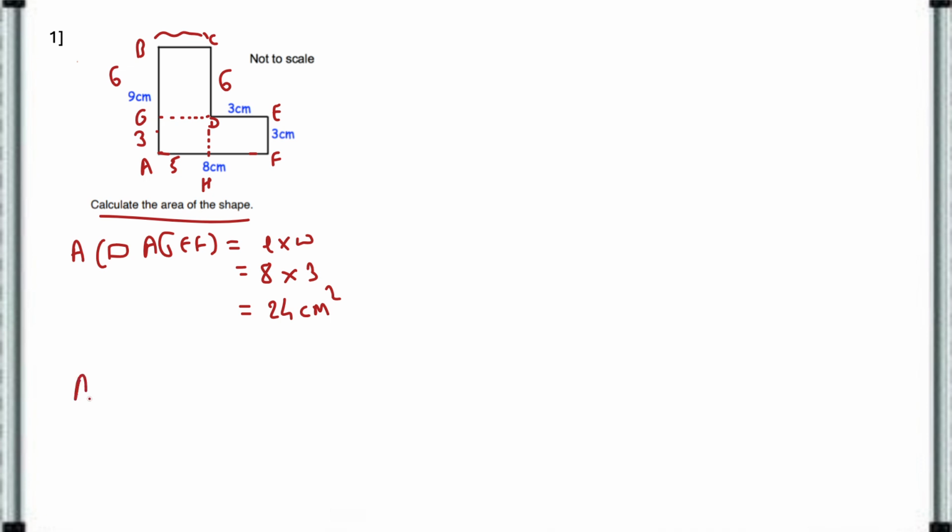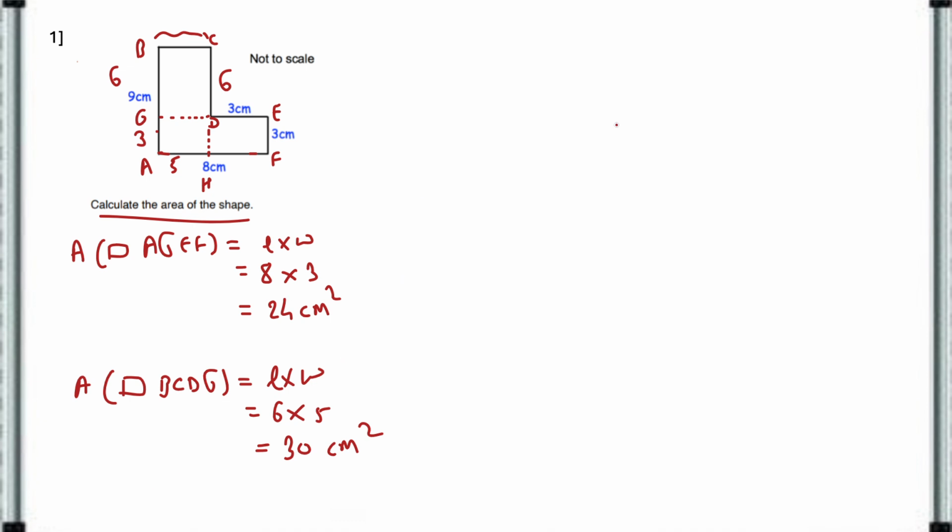Now what I'm next finding is the area of rectangle BCDG. Okay, so again you can see this also looks like a rectangle because opposite sides are the same. So again the same formula, length times width. So length is here 6 and width is here 5, right? So 6 times 5 will be 30 centimeter square. This will be the area of rectangle BCDG, right?